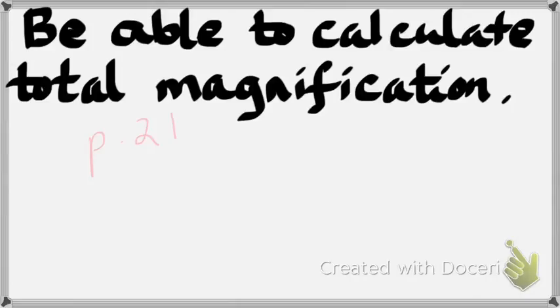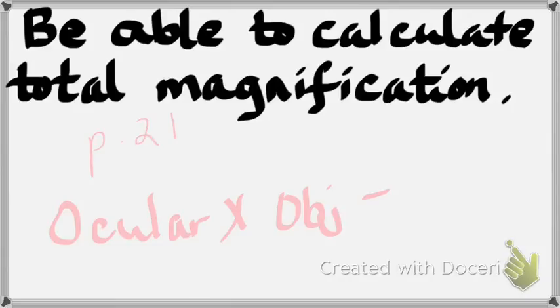Okay, this is still on number 5. Be able to calculate total magnification. We did that on page 21 in table 2.3. What's the basic calculation for total magnification? The ocular lens is 10, objective lens is 4, so 10 times 4 is 40. Okay, so it's ocular times objective equals the total magnification. It's the basic calculation. The ocular times the objective.